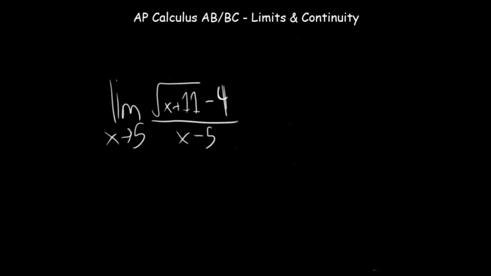Now, here's the last method that you would have to use for limits. This is called the conjugate method. So before we delve deeper into this, I want to walk you through this. So if you plug in 5 immediately, you get 5 plus 11, which is 16. Square root of that is 4. 4 minus 4 equals 0. 5 minus 5 is 0. That gets us 0 over 0. And that is not what we want at all. So you want to avoid this at all costs. But we don't really know too well how to factor this. Or maybe you do, but there's just a better way to do it.